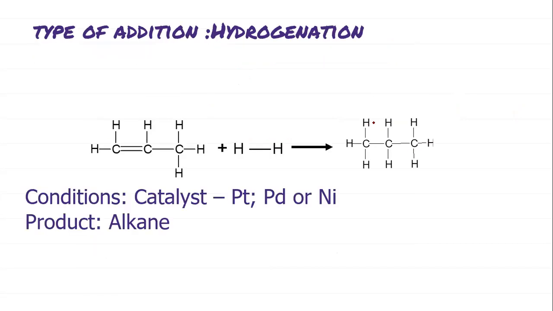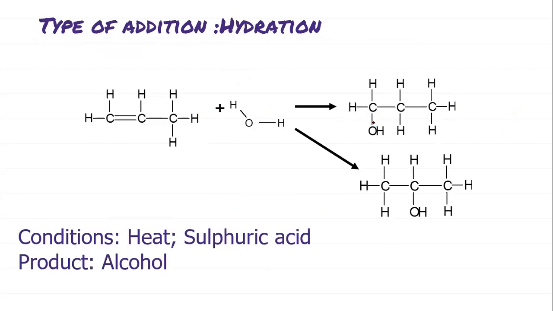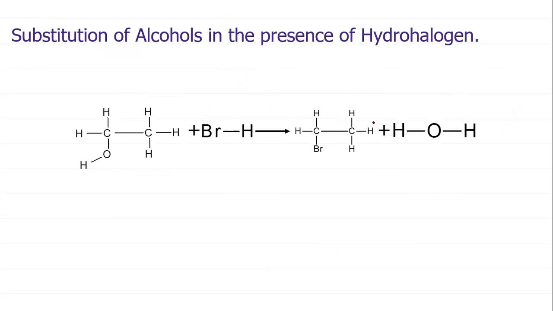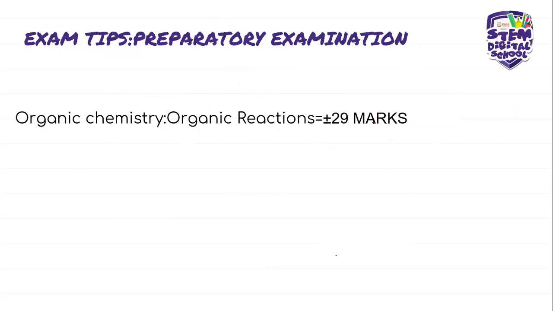And that is why, for those that have not yet written their preparatory examination, you will know that for this particular preparatory examination, organic reactions in organic chemistry are going to be plus minus 29 marks. And why is that? Because for just the preparatory examination, organic chemistry in itself counts 85 marks. So that is very important, and make sure that you really do well in this particular section of the work.